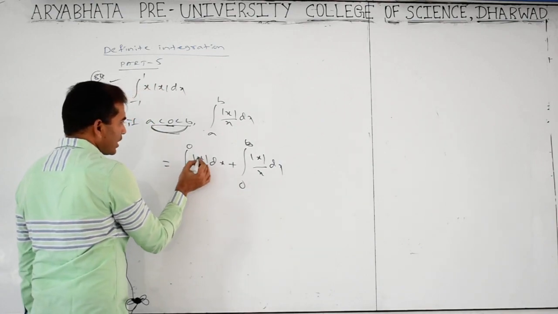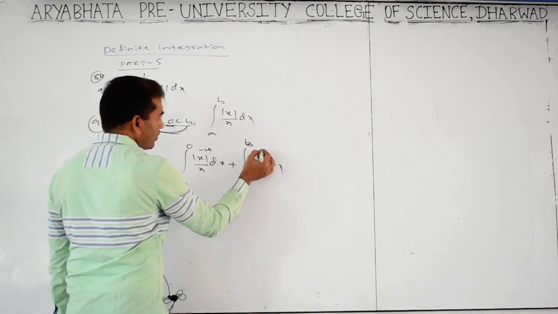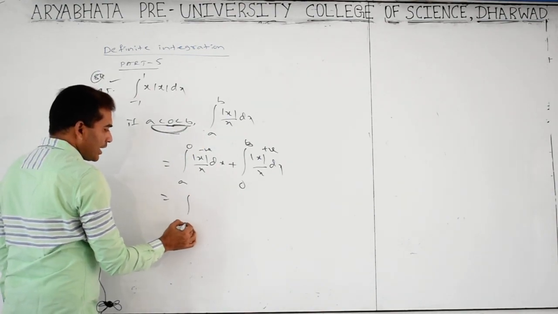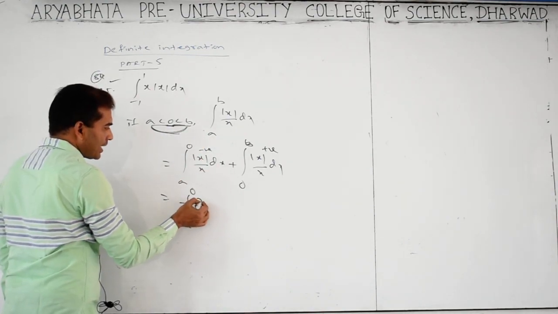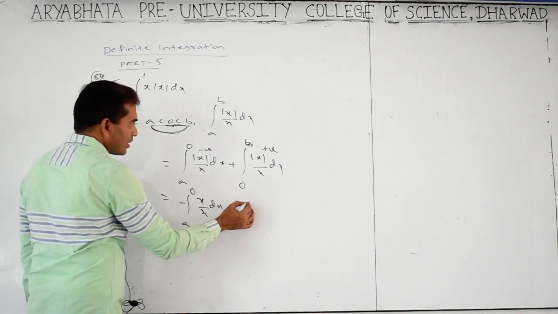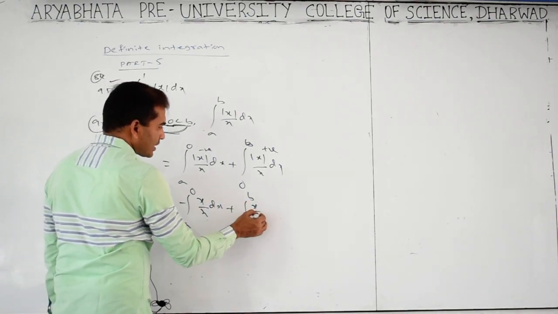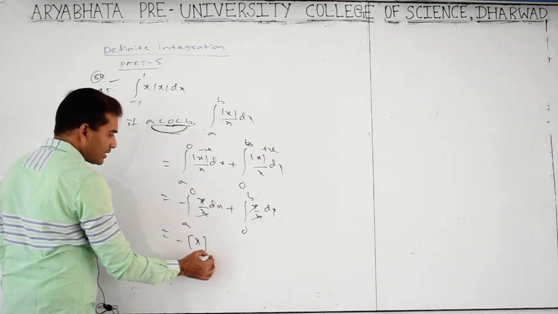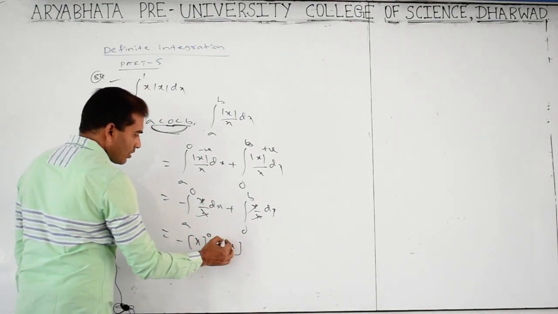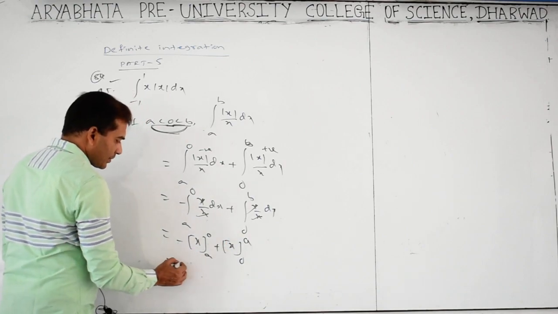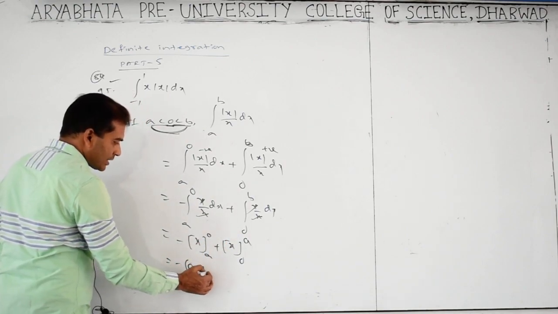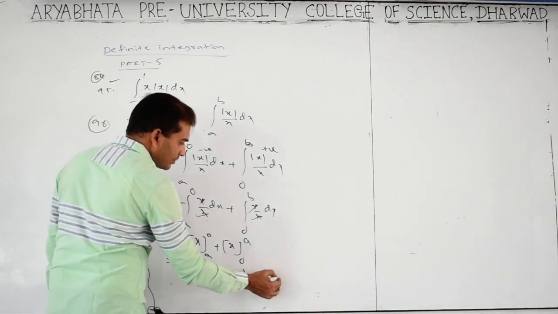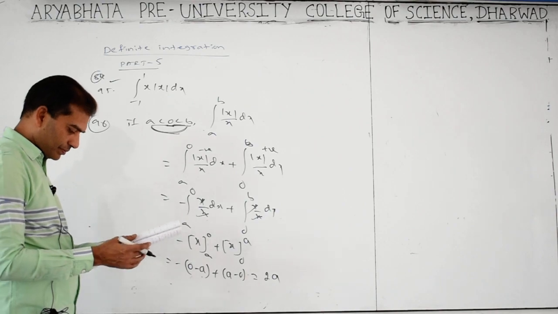A to 0 it is negative, and 0 to b is positive. From this we come to know that if it is negative, a to 0, mod x is minus x, so minus x by x dx, plus 0 to b x by x dx. The x terms cancel. So minus integration of 1 dx, x with limits a to 0: minus (0 minus a) plus (b minus 0), that is a plus b. So the answer is a plus b.